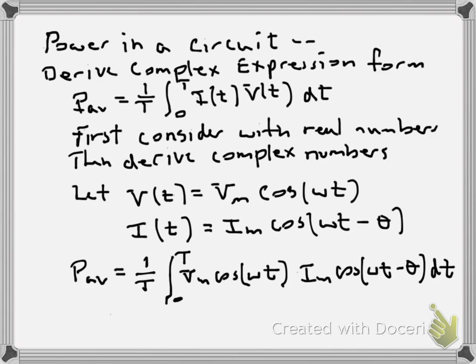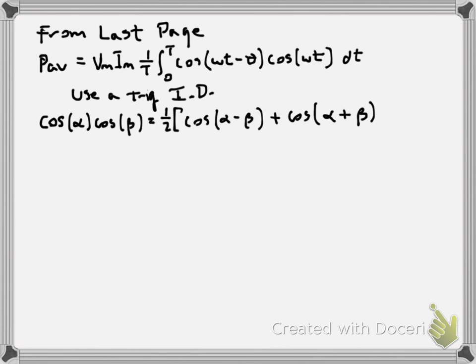power is 1 over the period, integrated from 0 to 1 period, of the maximum voltage times cosine of omega t times the maximum current times cosine omega t minus theta dt. So rewriting that, we can pull out the Vm and the Im, so we'll have Vm Im over T.